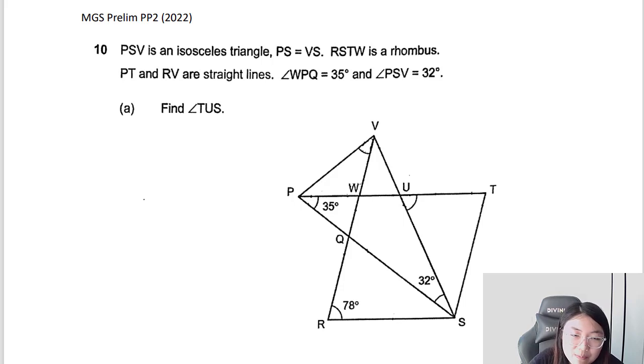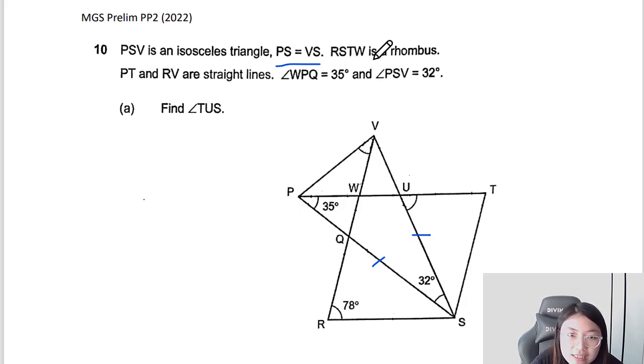Right now I'm going to go through the first question. This is the Methodist Girls School Prelim Paper 2, question 10, from last year's. PSV is an isosceles triangle. For angle questions, I always tell my students to label anything on the diagram. They told us that this is an isosceles triangle where PS is the same as VS, so we can do this simple labeling, which will be helpful for us to solve later.